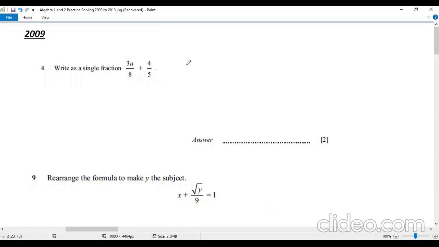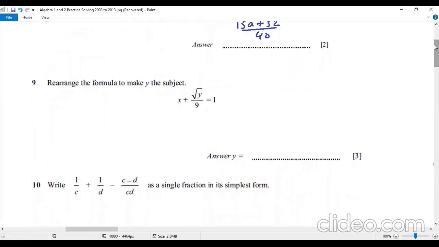And this is the paper of 2009, and it says write as a single fraction. So the marks will be given to you for making this a single fraction, and 8 times 5 gives you 40, which is the LCM. 8 multiplied by 5 gives you 40, and 5 times 8 gives you 40. So you multiply with the same numbers in the numerator. This will be multiplied by 5 and this is multiplied by 8. This gives us 15a plus 32, and 15a plus 32 over 40 is going to be your final answer.